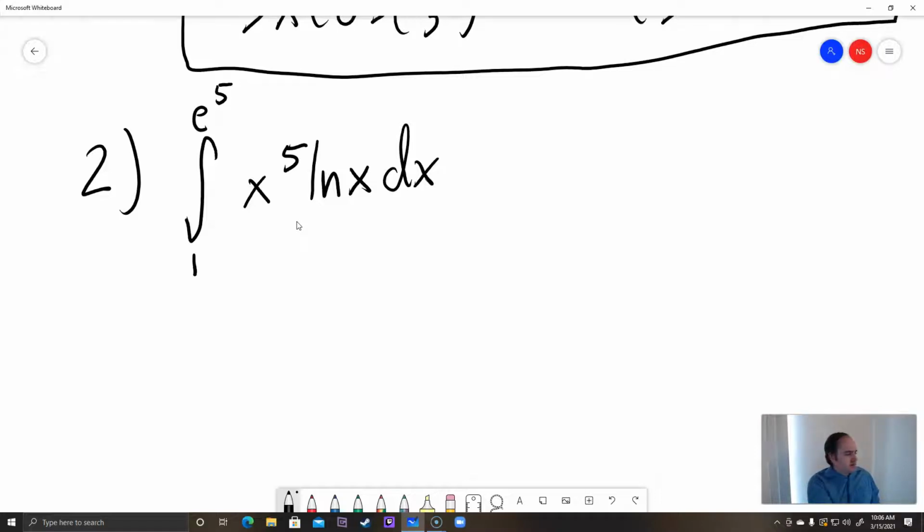Now this one is a bit obnoxious at the beginning, because when you see the x to the fifth, you would think that you might have to apply the integration by parts formula more than once. But actually on this one, we don't have to do that, and you're going to see why. The tricky part is just choosing what our u and our dv are.